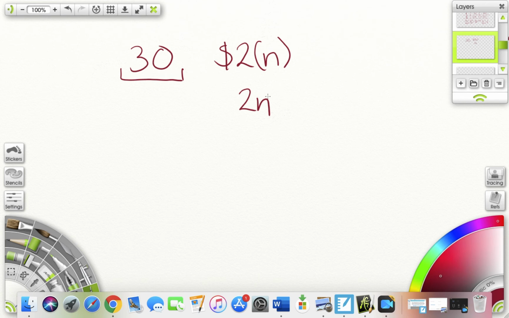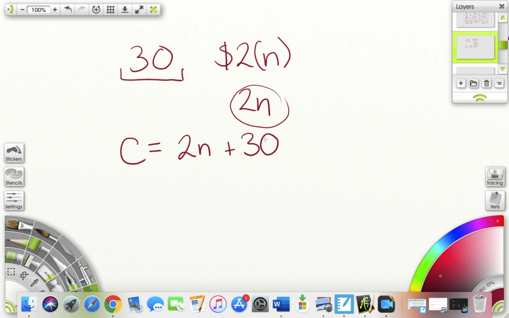It doesn't matter. So if I were to create an expression, C would equal the cost, so cost of the membership. 2n is the $2 per movie, and n is the number of movies I can choose to watch, plus 30. And I only add the 30 because that 30 will not change. That 30 is always going to be there because I have to pay that $30 fee to have a movie pass.